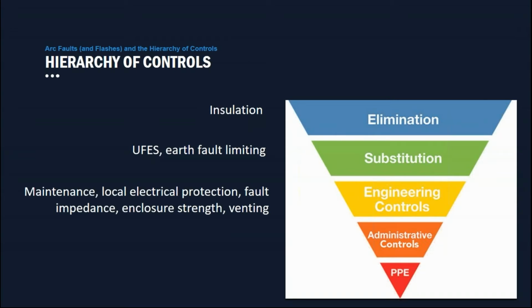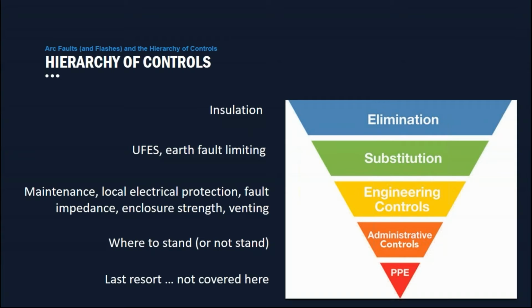Engineering controls that we can introduce include maintenance, local electrical protection, introducing fault impedances, managing the enclosure strength and venting. They all happen after the fault, but are controls that we put in place to try and mitigate the consequence. Under administrative controls, reams of paper will exist, but can I suggest it is something as simple as where to stand or not stand. And of course, PPE at the end, I don't propose to cover that here.